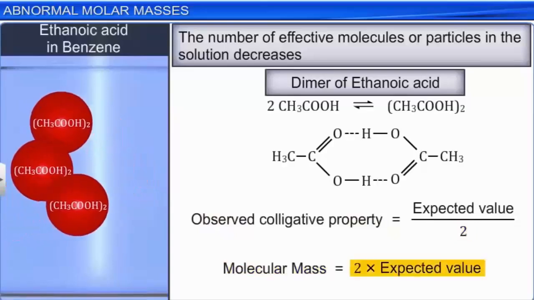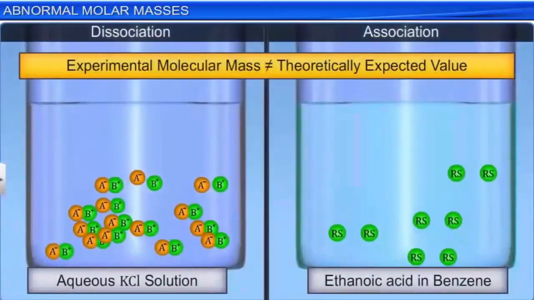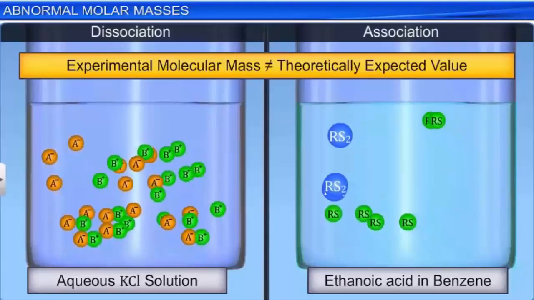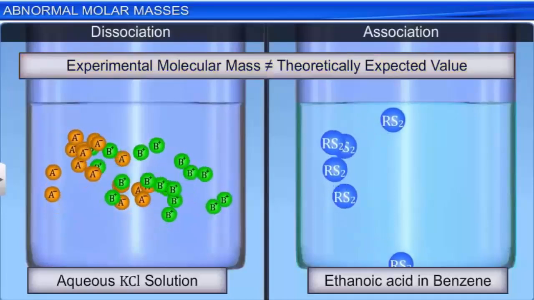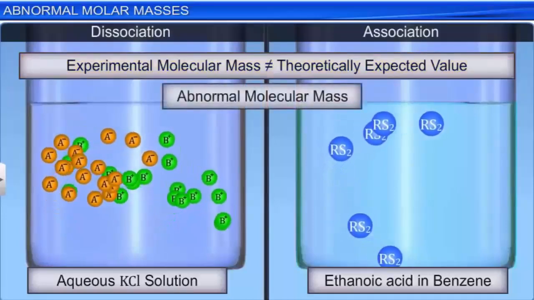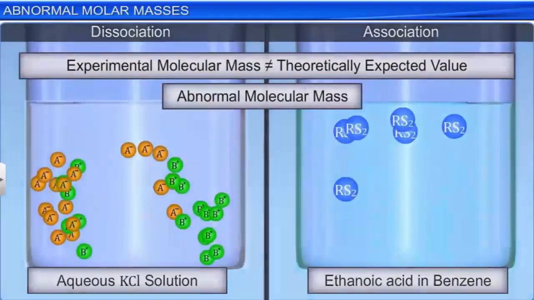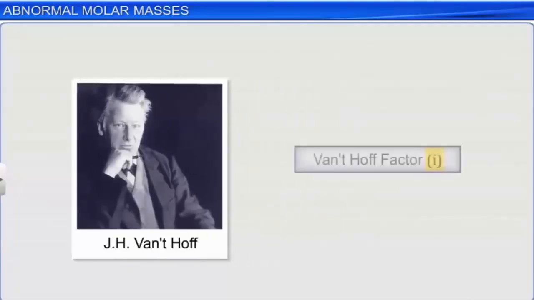When the molecular mass of a substance, as determined by studying any of the colligative properties, comes out to be different than the theoretically expected value, the substance is said to show abnormal molecular mass. In order to account for all such abnormalities, Dutch chemist J. H. van 't Hoff, in the year 1880, introduced a factor i, known as van 't Hoff's factor, which represents the extent of association or dissociation of a solute.